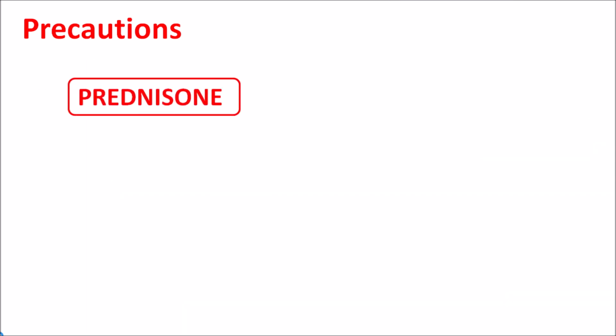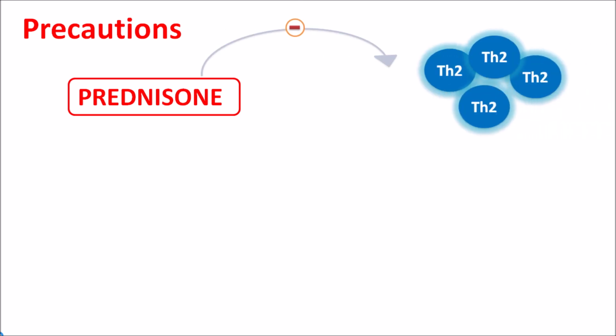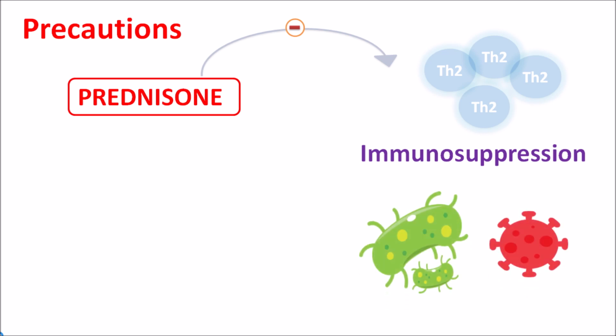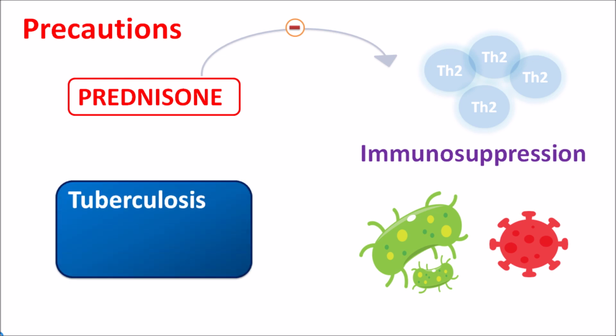The second important precaution of this drug is that prednisone can inhibit the activity of Th2 lymphocytes. The Th2 lymphocytes are responsible for immune activation. When they are suppressed, it results in immunosuppression, resulting in the development of infections such as bacterial as well as viral infections. So with long-term use of prednisone, the risk of infections is increased, and it may also increase the risk of tuberculosis and varicella zoster infections in susceptible patients. So in immunocompromised patients, this drug should be carefully given.